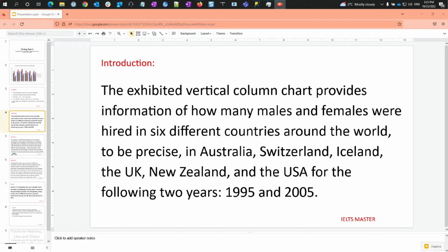Now let's move to body para. At a glance, in 1995, the proportion of men being employed in New Zealand, Switzerland, and Iceland was 60% and up. Let's go to the map and see if that's the same.